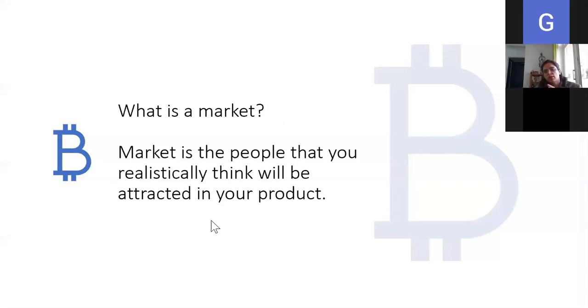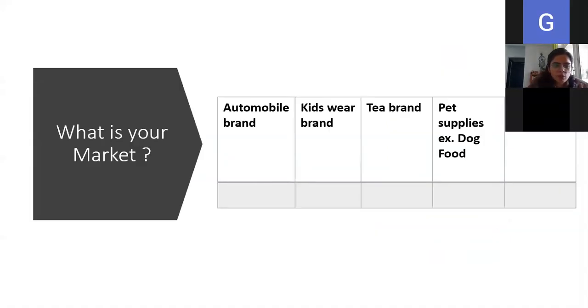That is your market. You will not go to the whole population, or that general term of market doesn't fit here. So market for a product is the people that you think will be attracted to your product, will buy your product, are prospective buyers. That is a market. Let's see one example here. So for an automobile brand, who is the market?